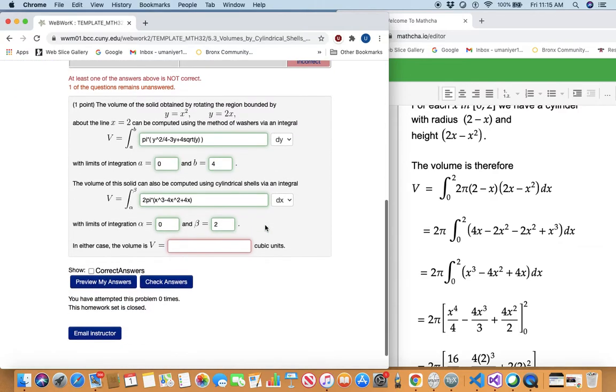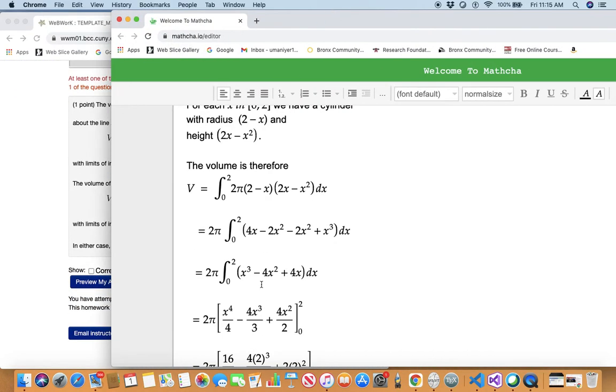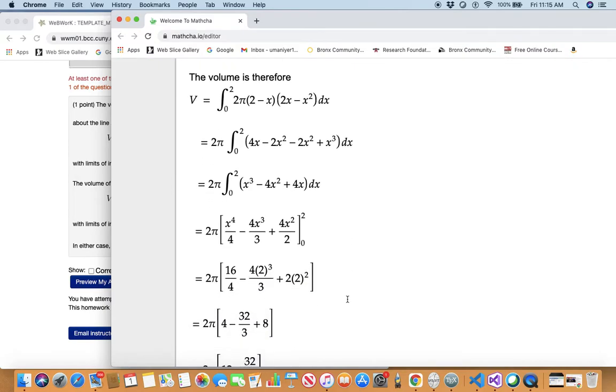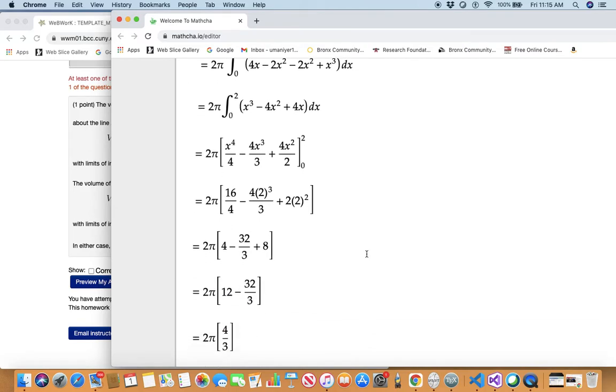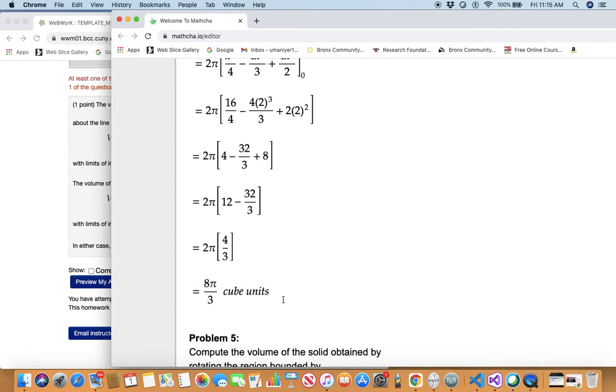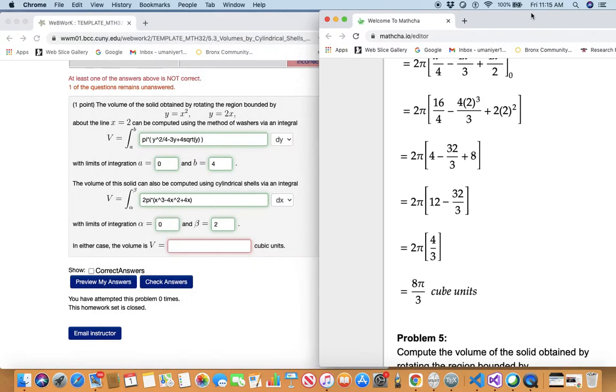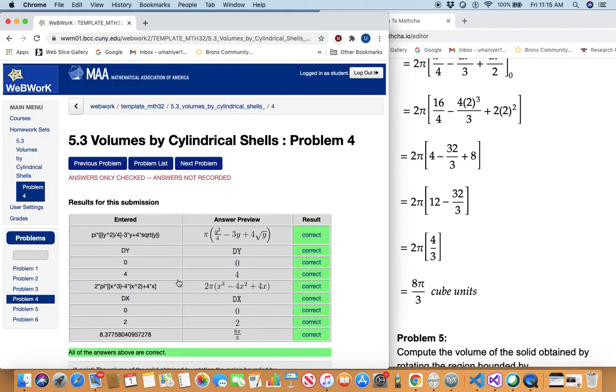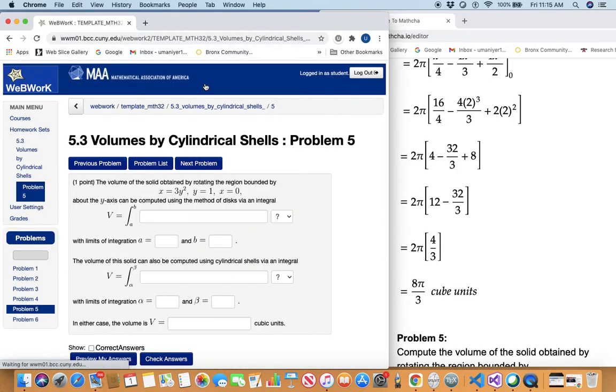Fantastic. Now, find the final volume. So while we are here, why not use this? Integral here is x power 4 over 4. Integral here is 4x cubed over 3. Integral here is 4x squared over 2. Limits of integration 0 to 2. 0 fetches me nothing. Substitute 2 and you get, simplify, 8 pi over 3. It's correct. All right.